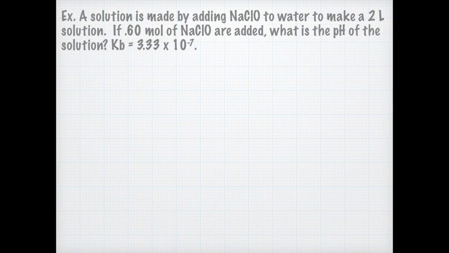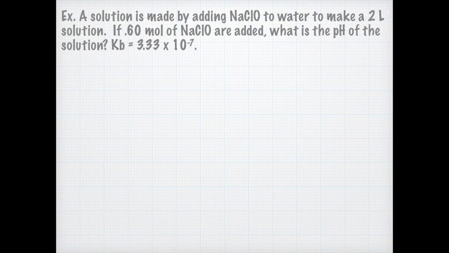So let's look at an example. Here it tells you that you have a solution that's made from sodium hypochlorite being added to water. Now, if you start with 0.60 moles of sodium hypochlorite, what is the pH going to be? Well, the first thing we've got to figure out is what part of this salt is going to be involved, and is it going to be acidic or basic? Sodium, Na, came from sodium hydroxide, which is a strong base, so I can ignore sodium.